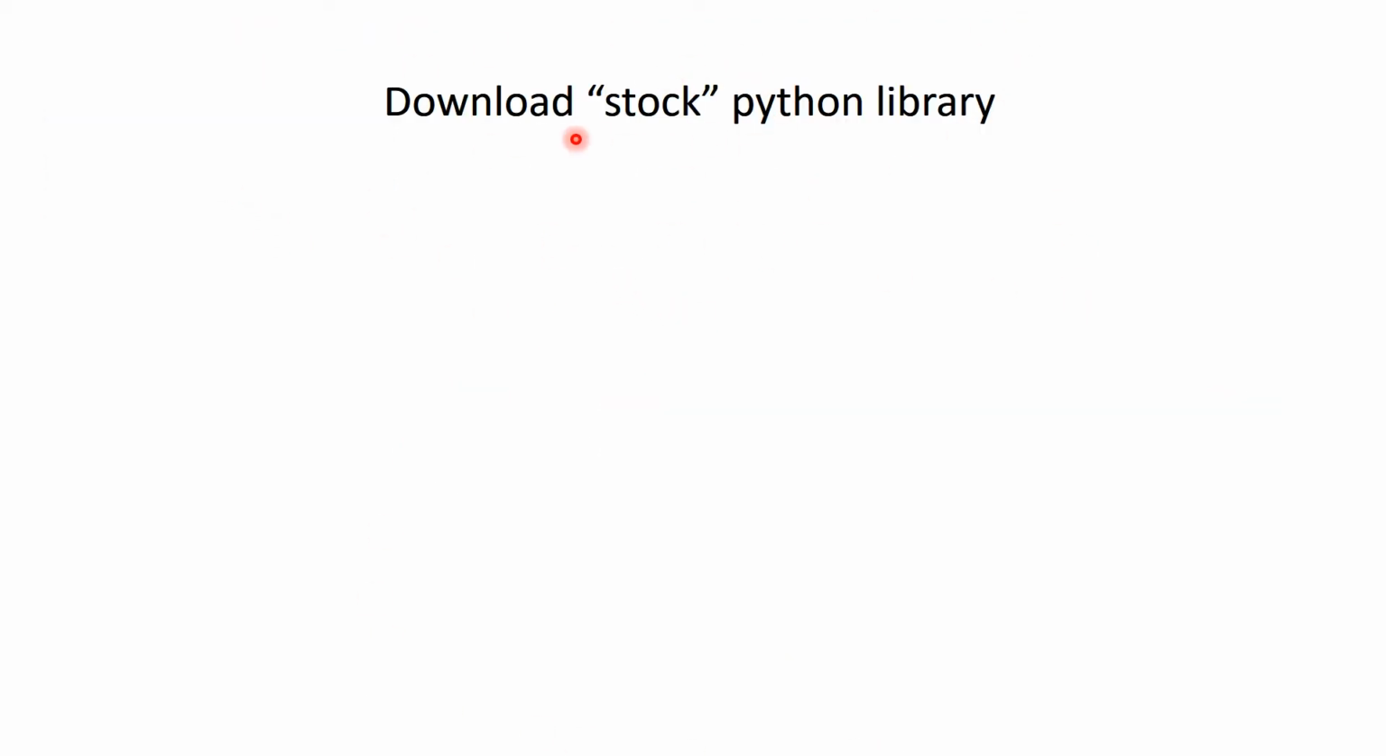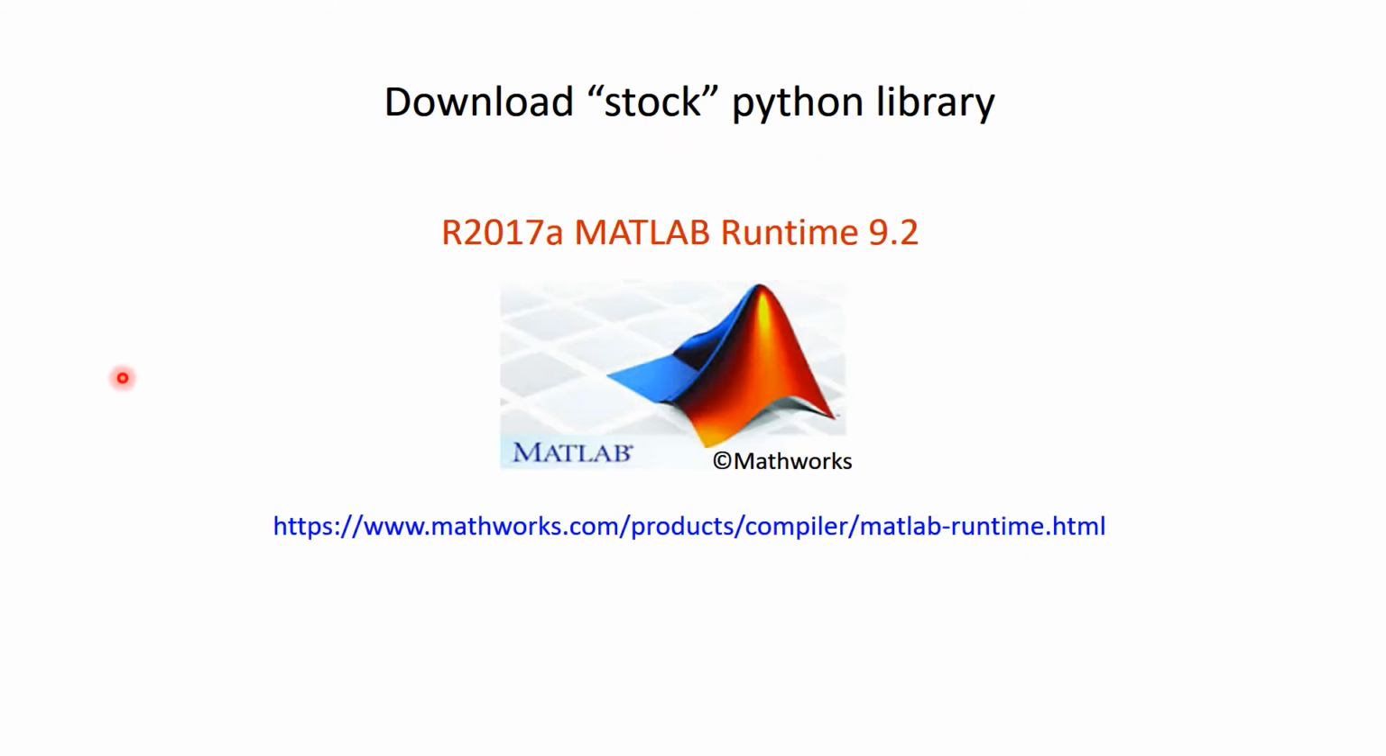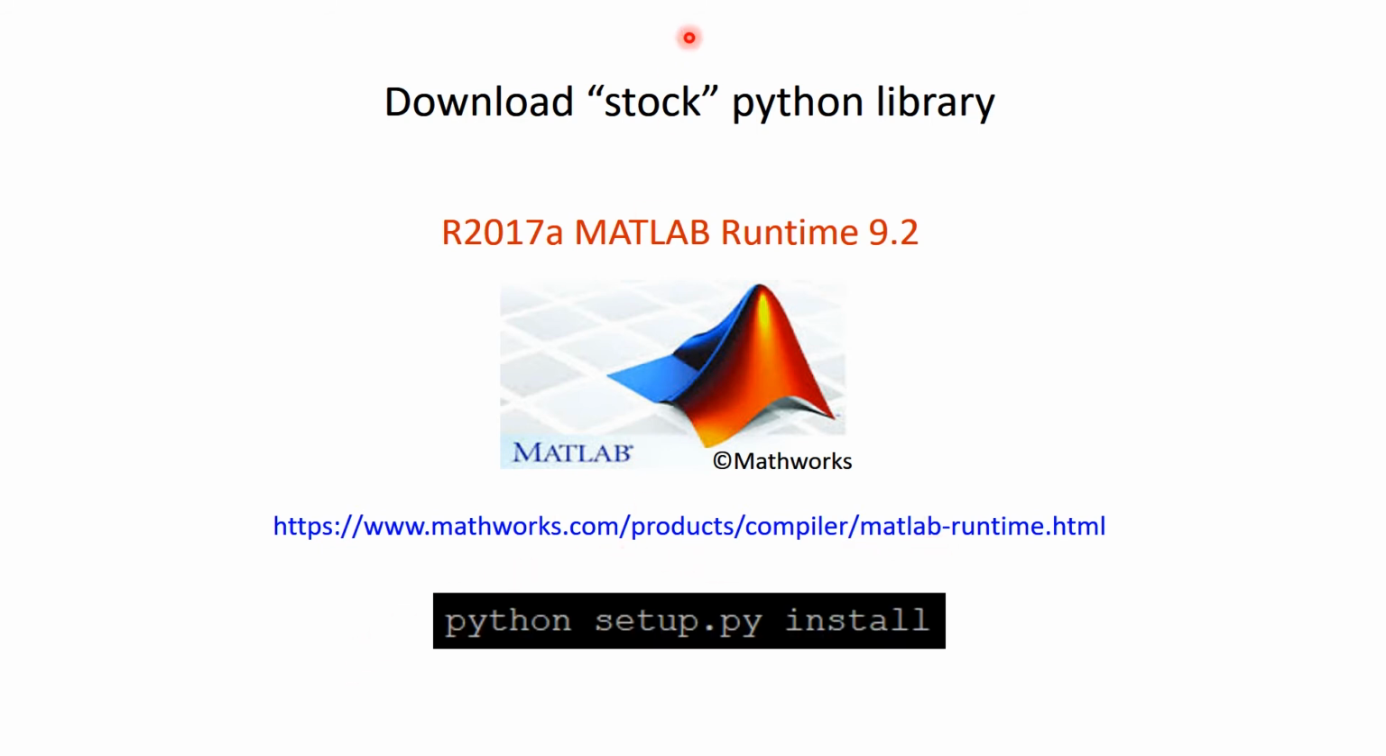In the link you can download this stock Python library, and then you need to install the 2017a MATLAB runtime 9.2. This is free. You can just download this and install it on Linux or Windows or a Mac, and the links can be found here. Finally, you need to unzip this stock library and then install this Python library, just by typing python setup.py install.